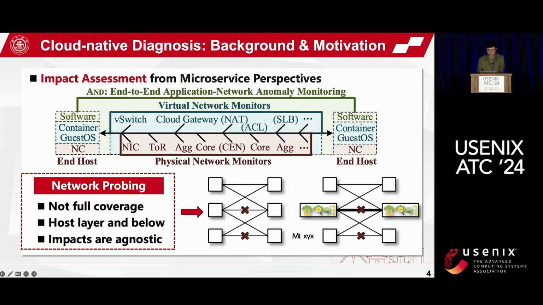The emerging cloud-native computing brings challenges in detecting and diagnosing application and network anomalies. Next, we present three practical issues happening in the long-term operation of Alibaba Cloud as the motivation of this paper. First, most widely deployed network probing systems focus on virtual and physical network layers. They may achieve full mesh probing at the host level, however, cannot assess actual impacts on each microservice.